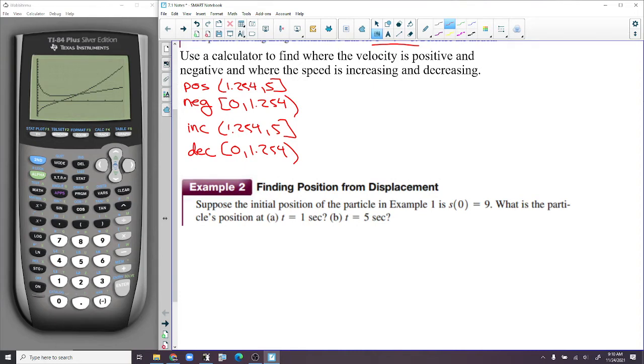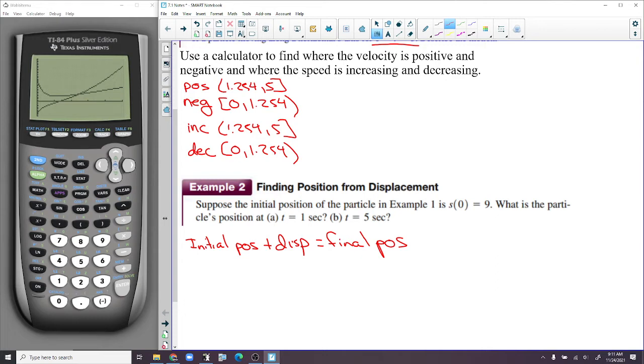That's, of course, part of this section, but example 2 really gets to the heart of what we're doing today. Find position from displacement. If you have initial position, and you add on your displacement, that's going to equal your final position. And that sentence means everything. That sentence right there is the heart of what we're doing today.